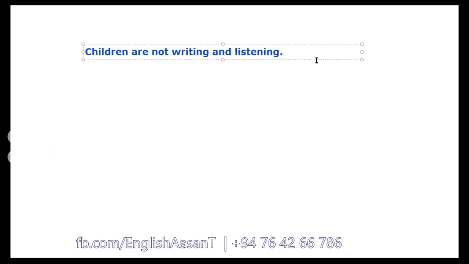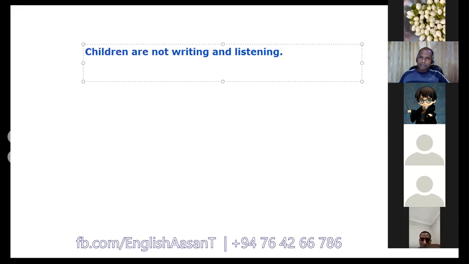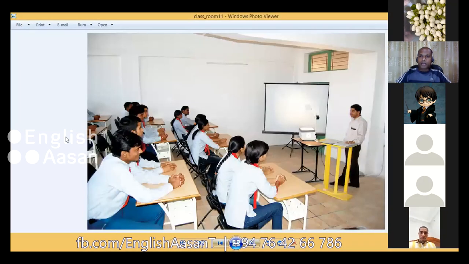I think I have already explained this to the class. When we say both plus, we have to say and. If we say one minus and one plus, one good and one bad, we have to say but. Children are not writing but listening. Yes, perfect. All right, so next, let's move on to the photos. That was good, Ayomi.